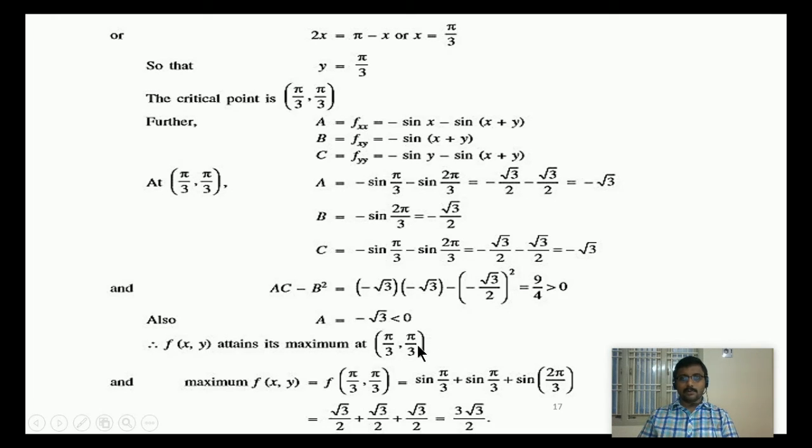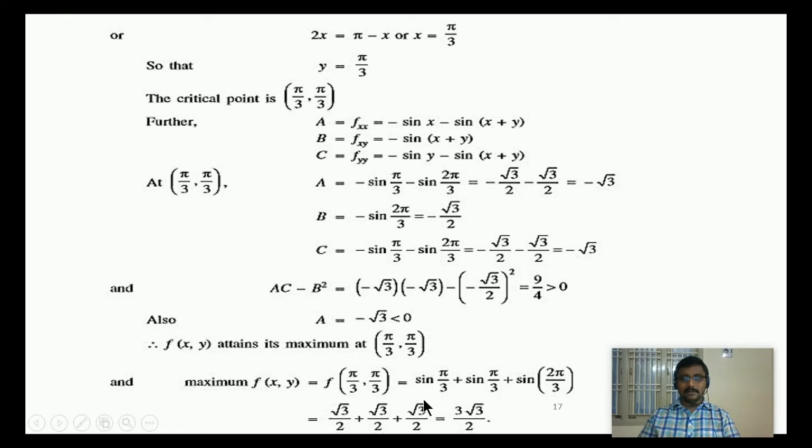Also, the maximum value at this stationary point can be easily obtained by replacing x as pi by 3 and y as pi by 3 in the given expression. The given expression is sin x plus sin y plus sin of x plus y. Putting x equal to pi by 3 and y also pi by 3, we will get sin pi by 3 plus sin pi by 3 plus sin of 2 pi by 3.